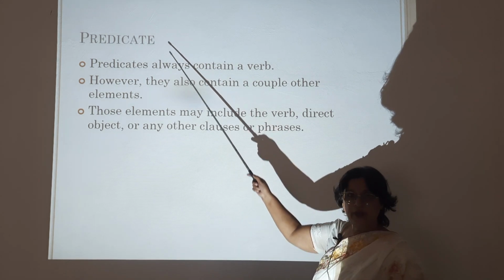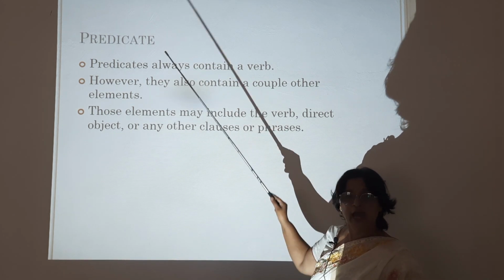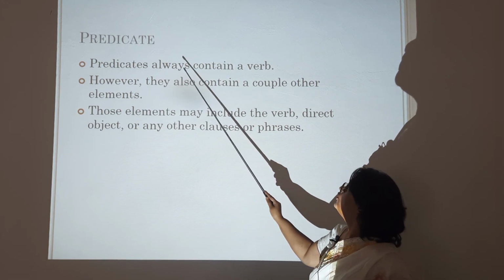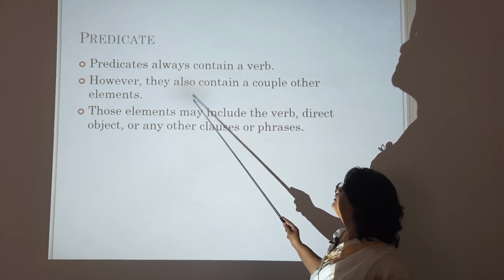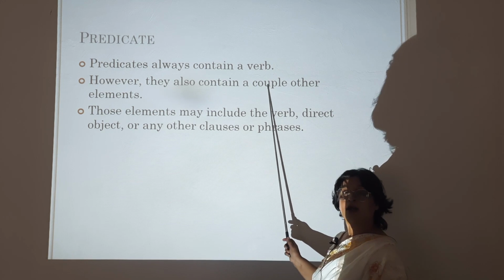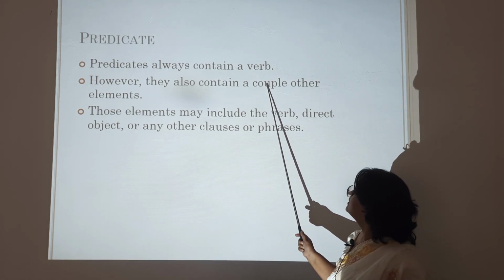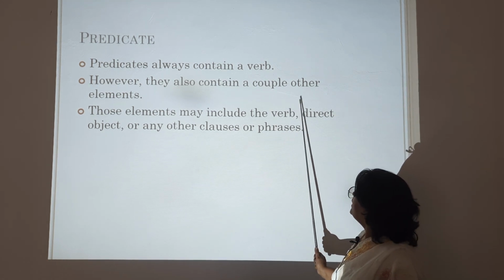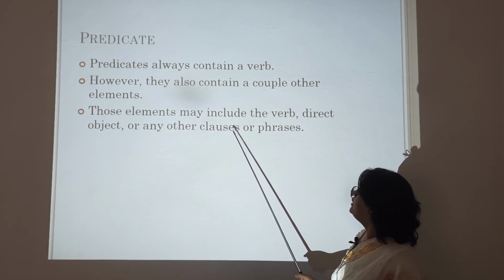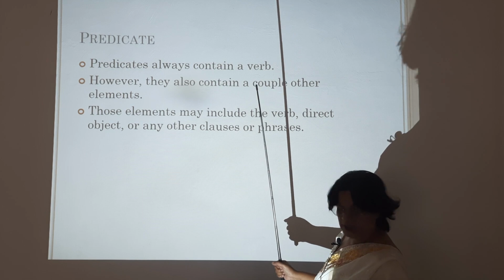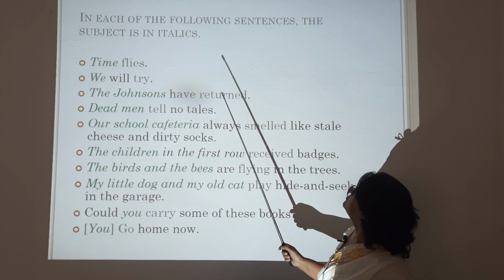So, when we talk about the predicates, we have understood that a predicate always contains a verb. However, they also contain a couple of elements, and these elements may include the verb, direct object, or any other clauses or phrases. Look at this.